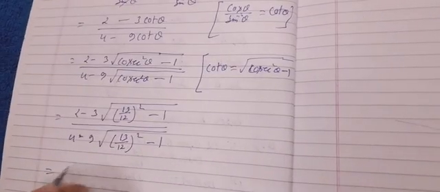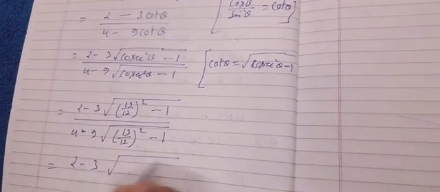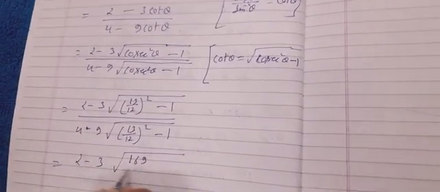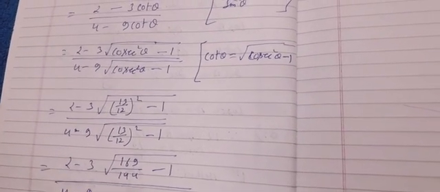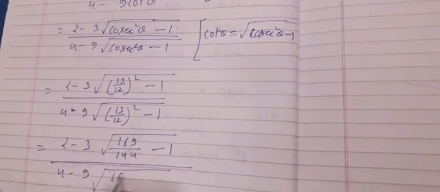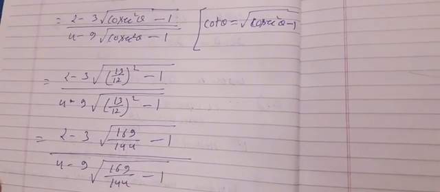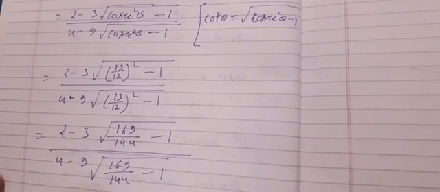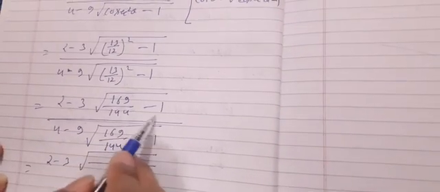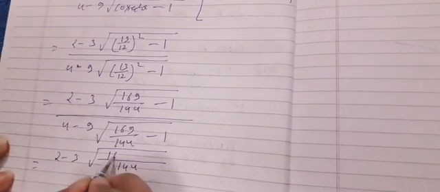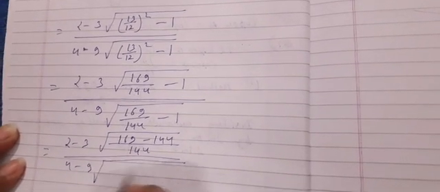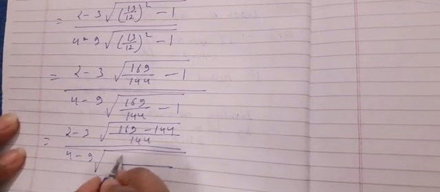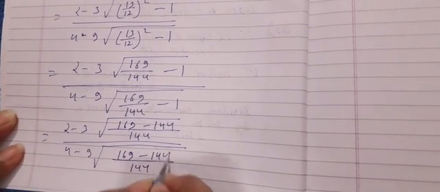Okay. Now 2 minus 3 under root 13 square is 169 and 12 square is 144, minus 1, and in the denominator 4 minus 9 under root 169 upon 144 minus 1. Now 2 minus 3 under root, we will take the LCM, which is 144. We subtract these two numbers, so it is 169 minus 144. And here also 4 minus 9 under root, the LCM is 144, that is 169 minus 144. Now what?